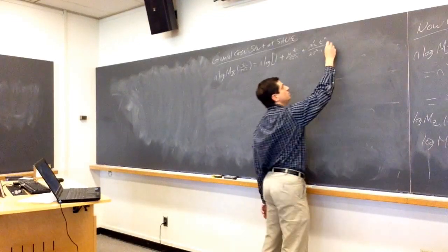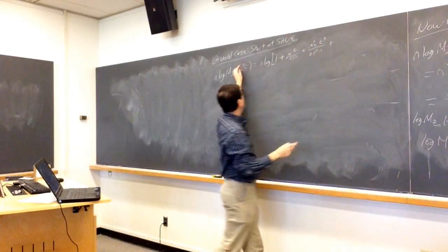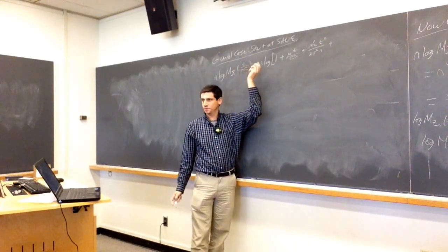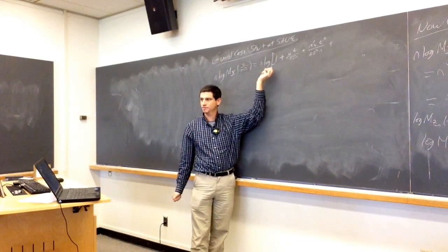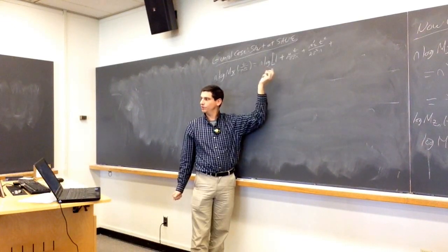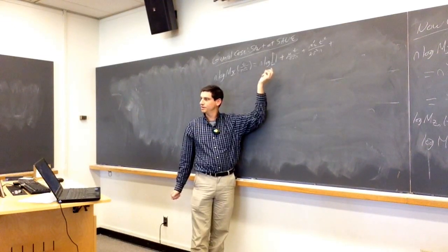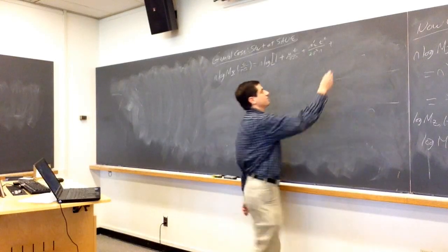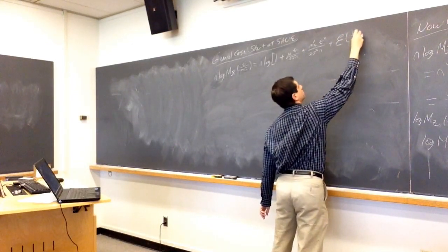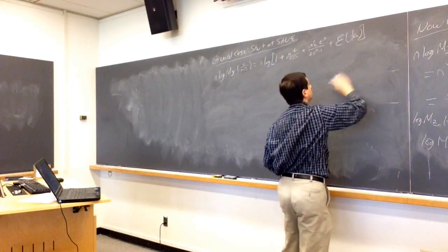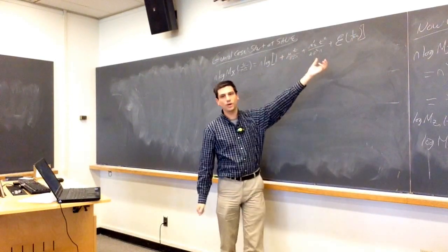The next term is going to be of size t over sigma root n cubed. When I cube that, what's the size going to be as a function of n? 1 over n to the 3/2, plus some error of size n to the 3/2. And you can keep going.